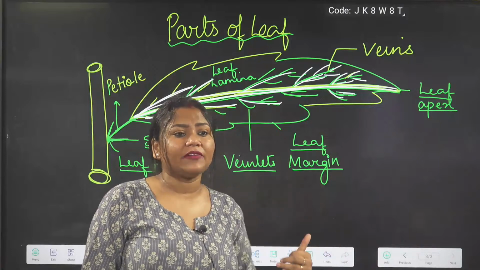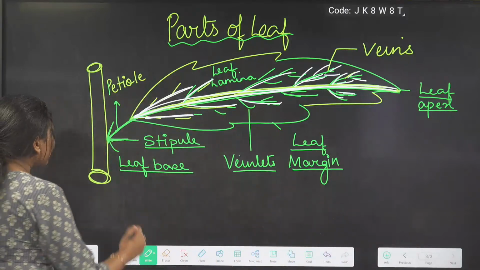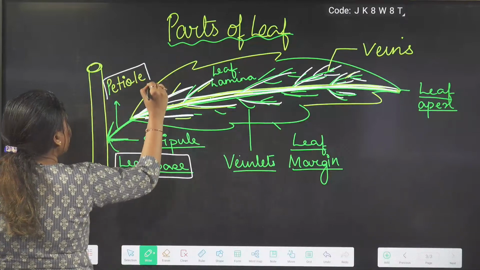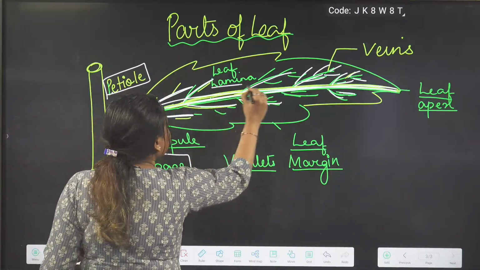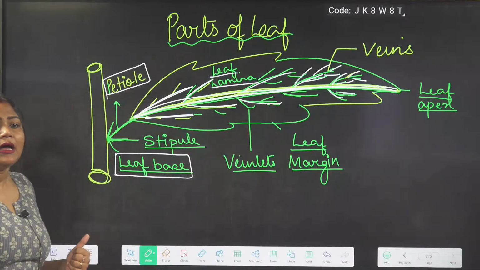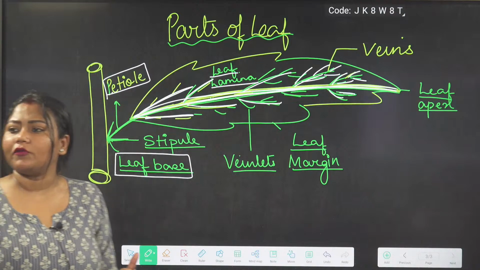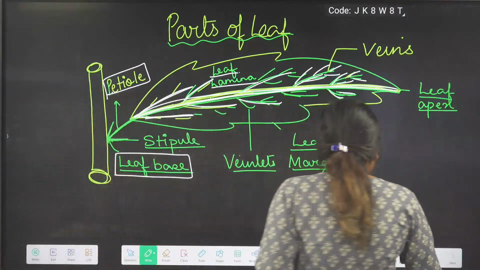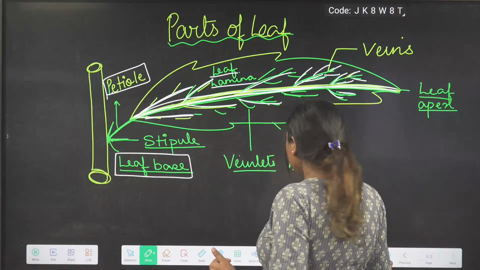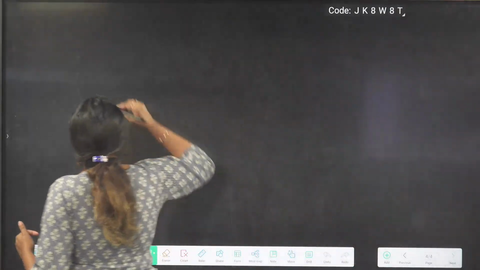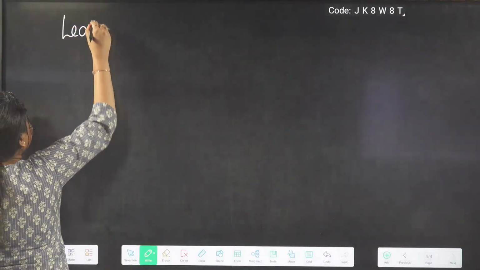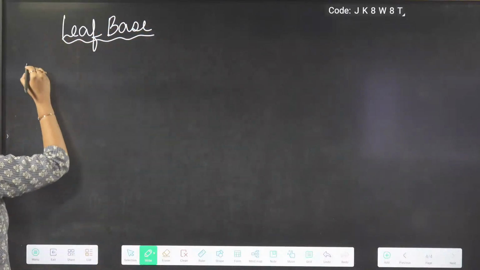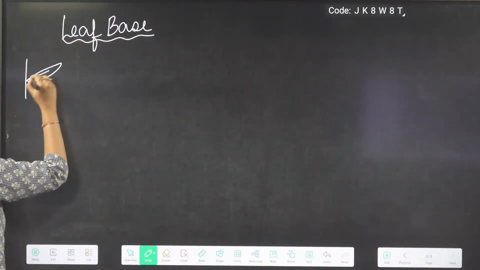Okay, so what are we going to study now? We are going to study what the leaf base is, what the meaning of petiole is, and what the meaning of leaf lamina is. This is called the parts of leaf. Let us study the first one. The first one is your leaf base. Which is the leaf base? This is the leaf base.